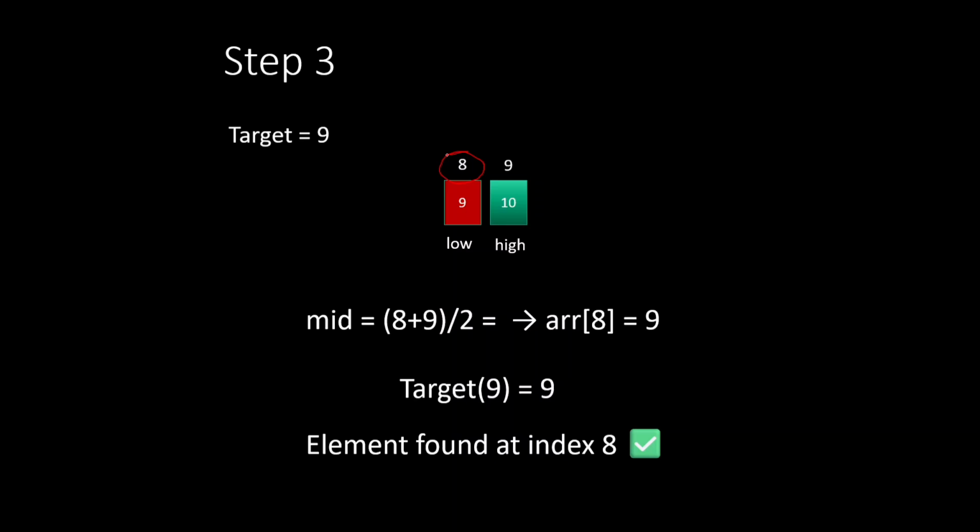See, in just 3 steps we found the number. That's the power of binary search compared to checking every element one by one like linear search.